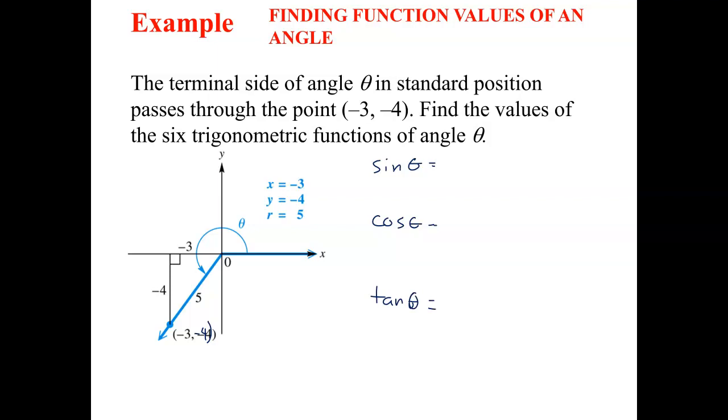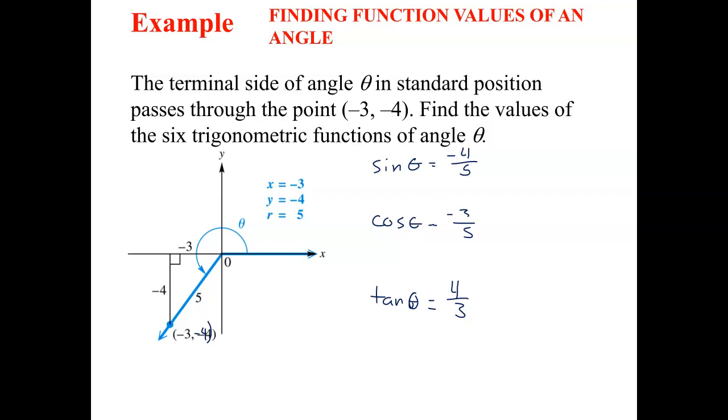Alright, what's sine of theta going to be? Yep, 4 over 5. Cosine of theta? 3 over 5. Tangent? Close. 4 over 3. Since they're both negative, our final one will be positive.